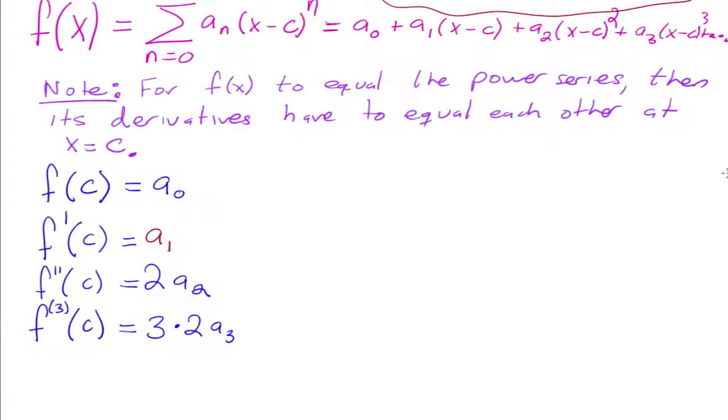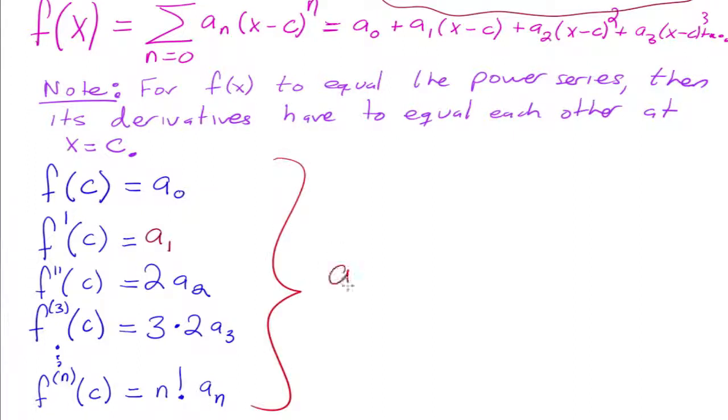So if you continue in this pattern, what is the nth? Or actually, let's use n, because we've been using n. So what would the nth derivative evaluated at c equal to? N factorial times a sub n, right? And from this, what is a sub n equal to based off of this last one? If I solve for a sub n here, the nth derivative evaluated at c divided by n factorial. So does that look familiar?